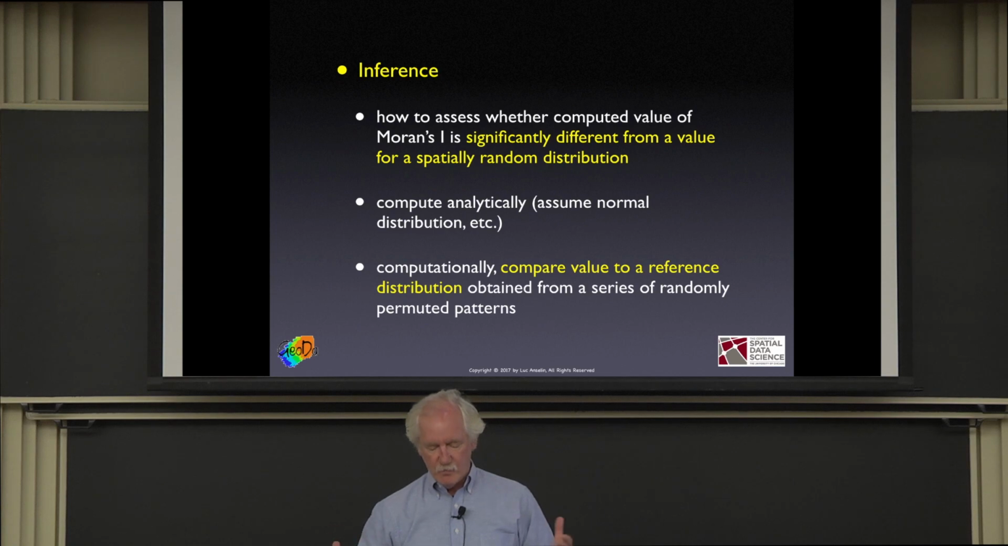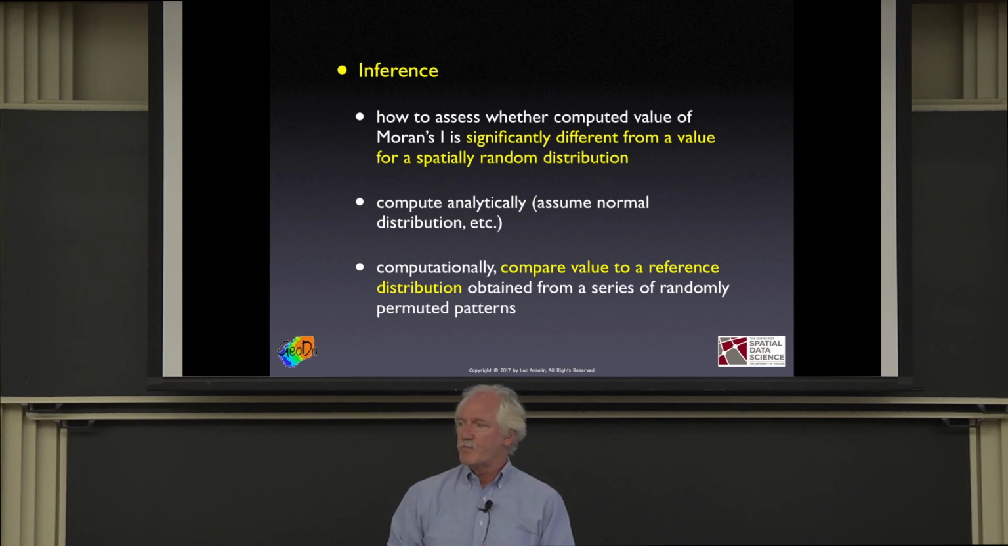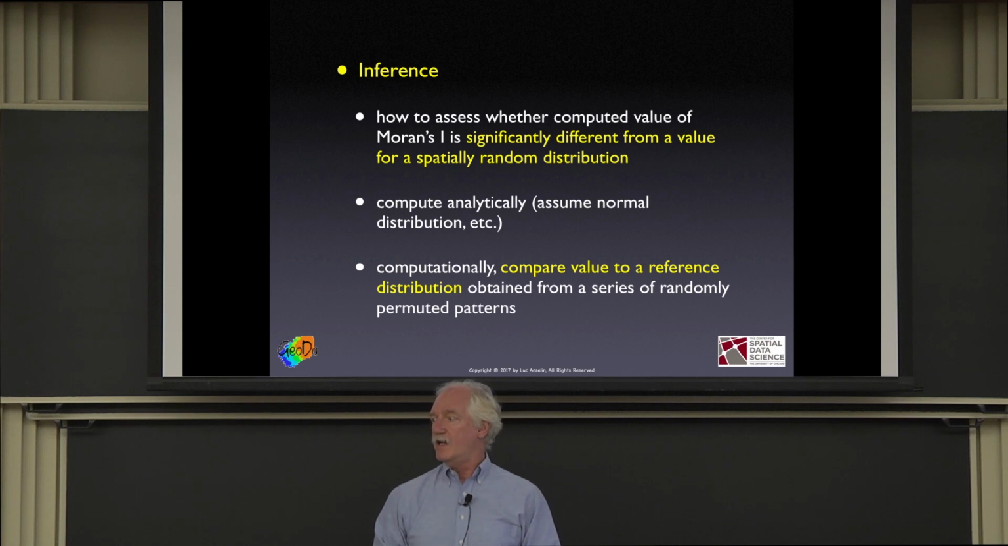And so, as I mentioned the other day, a statistic is nothing but a summary that you compute from the data, and because it is from the data, it has randomness in it. And the challenge for any statistic is to figure out whether the value that you observe in your data is special in some fashion. So is it likely that this value is generated by your null hypothesis of spatial randomness? So how do we do this with Moran's I?